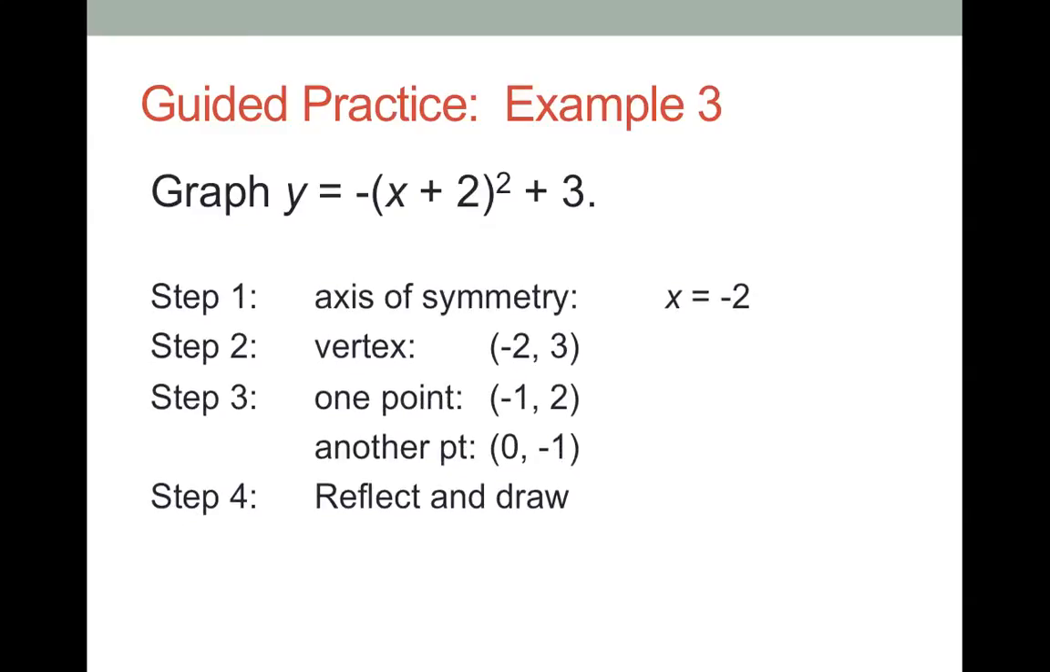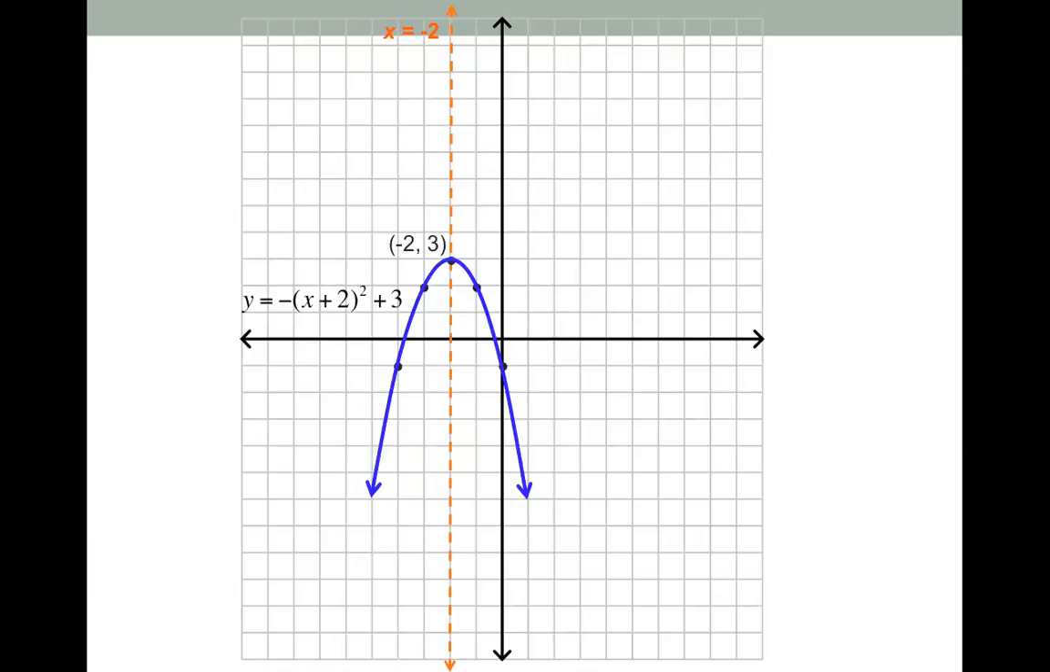All right, so again, if we just look at the information first, we would have an axis of symmetry at x equals -2, because remember x plus 2 means an h of -2. Our vertex would be at -2, 3. We could find one possible point at -1, 2. We could have another point at 0, -1. And then when we reflect and draw, we end up with a graph that looks like this.